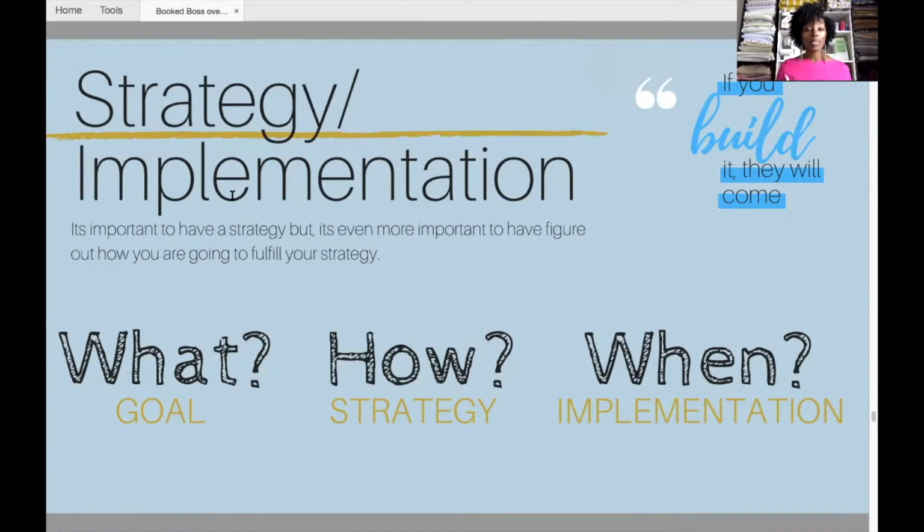So I'm saying here that it is super, super important to have a strategy, but it is even more important to figure out how you're going to fulfill your strategy through implementation, okay? So figuring out how you're going to implement the strategy to actually start the business. So your what is going to be your goal, your how is going to be your strategy, and your when is going to be your implementation. So what is my goal? My goal was to sell out of my clothes within 3 months.